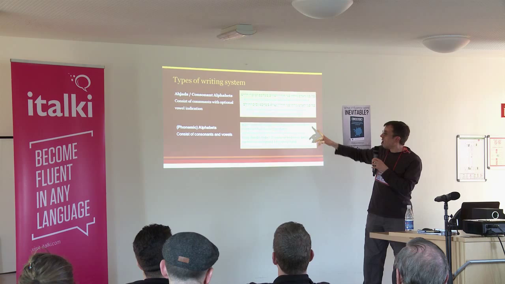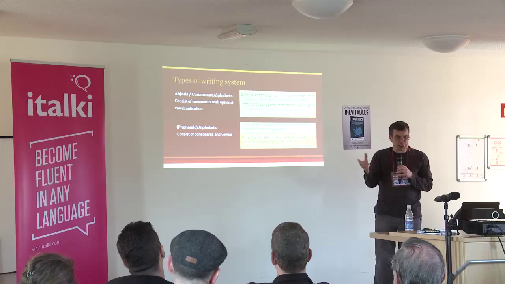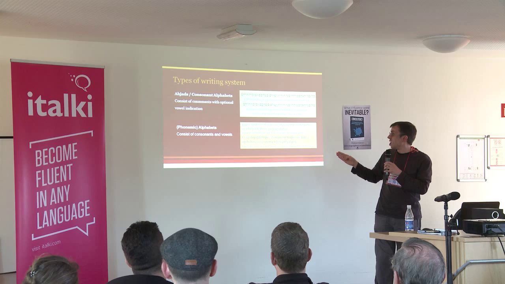This one is a phonemic alphabet. This is a more familiar one. The Latin alphabet, the Greek alphabet are all phonemic. This is Georgian and this is Armenian. So you have a separate letter for each vowel and consonant. In some languages, like English, some letters have more than one pronunciation, and you can use different letters to write the same sounds. In other languages, you might have one sound for one letter. There's a lot of variation.